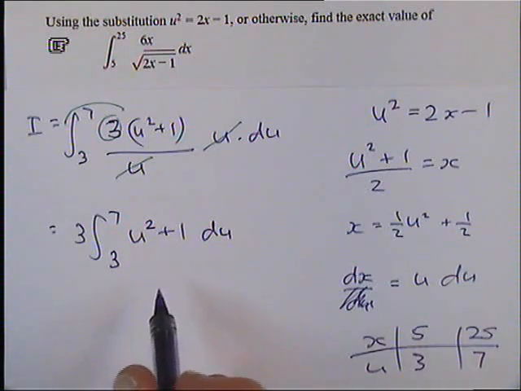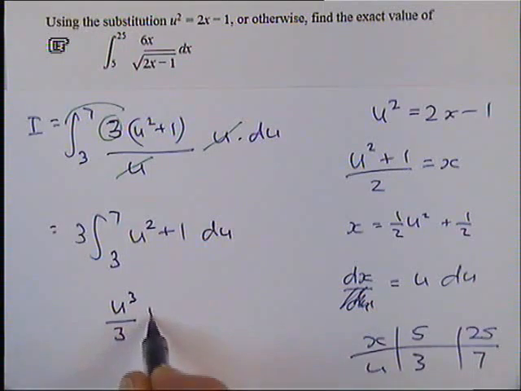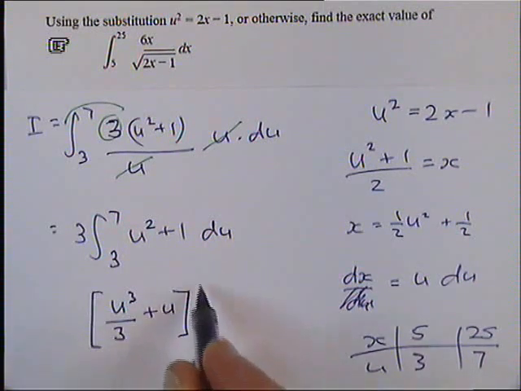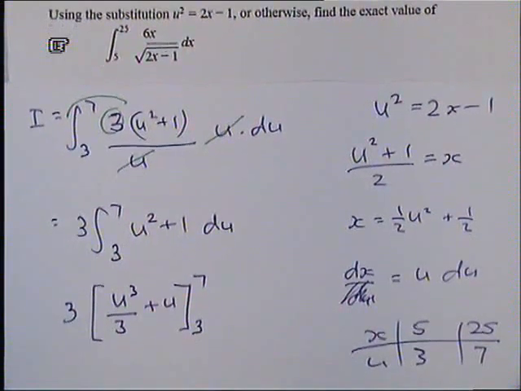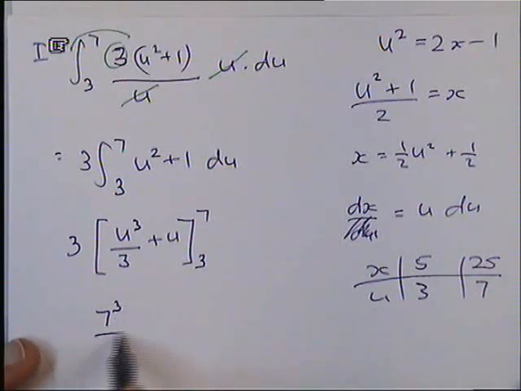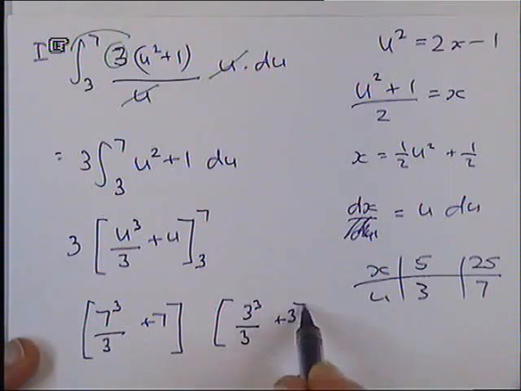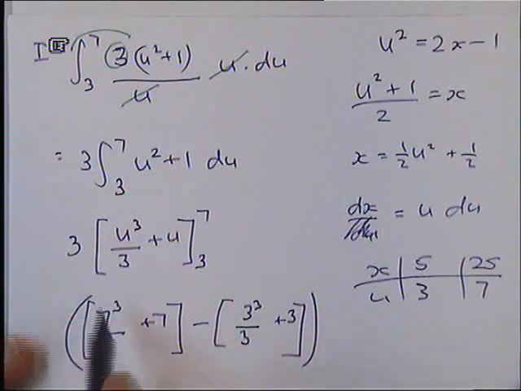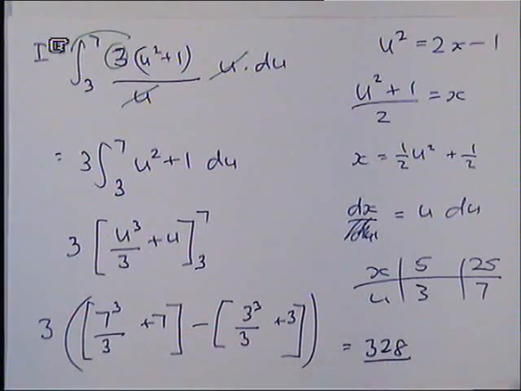If I integrate that, I'm going to get u cubed over 3 plus u between 7 and 3 with a 3 out the front. So substituting in, putting 7 in, I'm going to get that. Putting 3 in, I'm going to get that. I need to do a takeaway, and I need to times all of that by 3. That should give me my answer. And I'm looking down here, and it tells me the answer is 328.